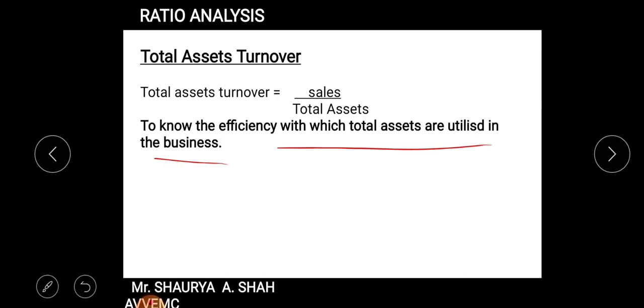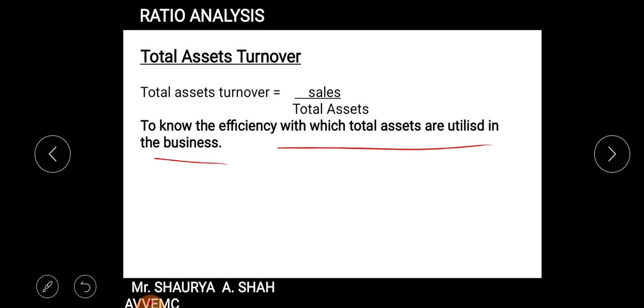This ratio shows you the efficiency with which assets are utilized in the business, because more sales will be recovered from total assets, right? Is it clear, students? Fine. This ratio is generally not asked in your exam, but for your knowledge we will practice this ratio also.